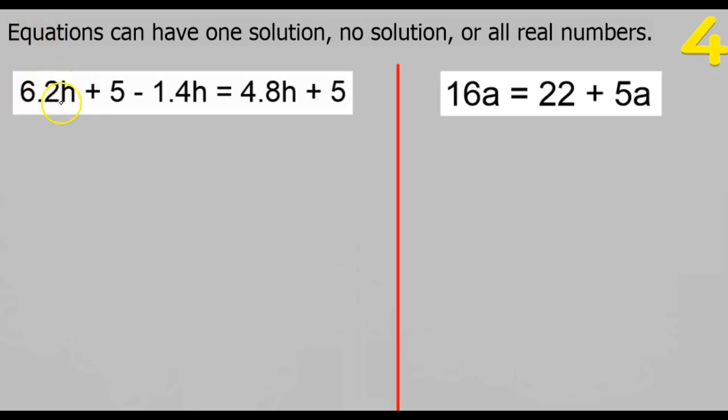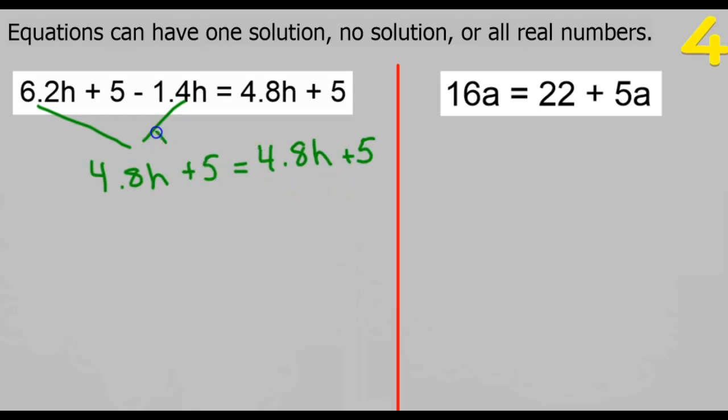Here I have 6.2h plus 5 minus 1.4h equals 8h plus 5. So I've got to combine them. 6.2h minus 1.4h gives me 4.8h plus 5 equals 4.8h plus 5.